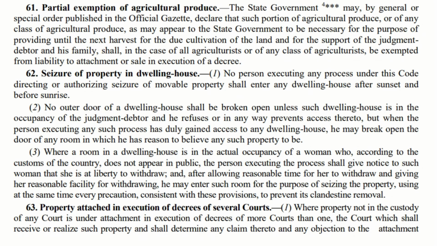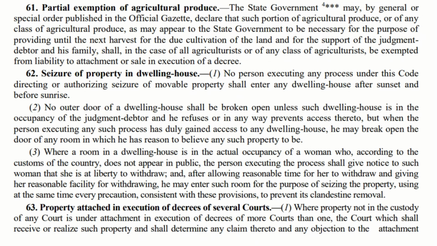The reason for this is that the government may feel that till the next harvest the agriculturalist and his family have to survive. So the government will think of the safety and the future of the agriculturalist. They will ensure that the judgment debtor who is an agriculturalist and his family survive till the next harvest. So to that extent, the government may say that a particular portion of agricultural produce, or any particular class of agricultural produce, cannot be attached. This will be exempted from liability to attachment or sale in execution of a decree. The main purpose is to support the farmers till the next harvest.